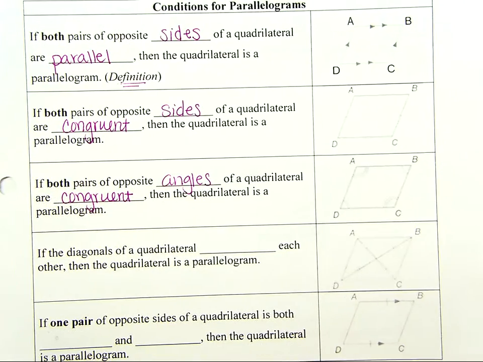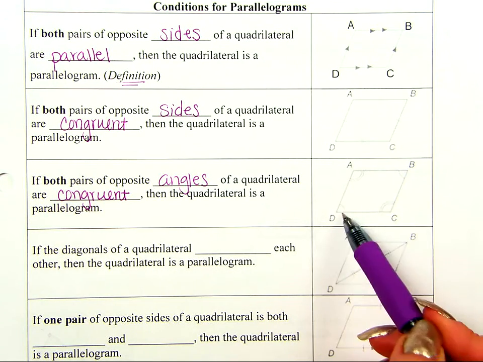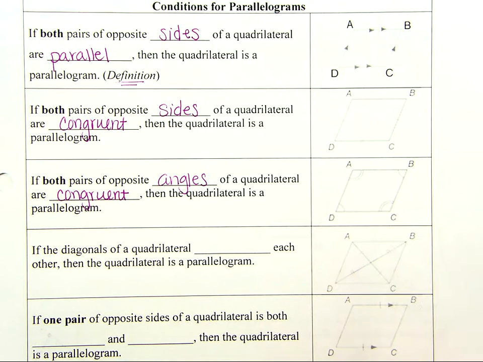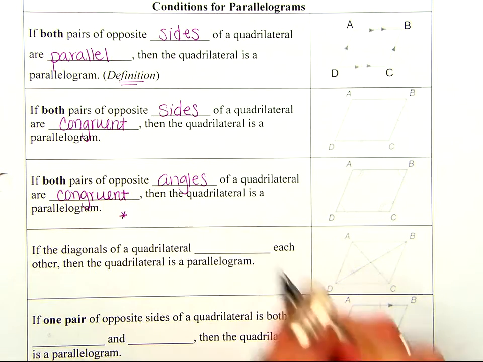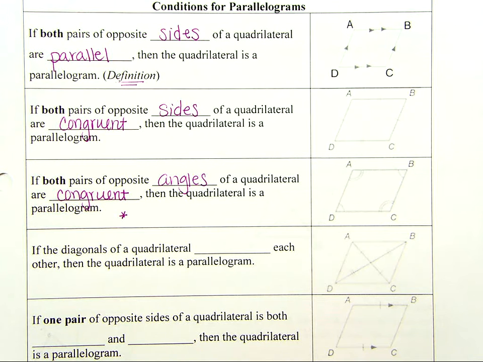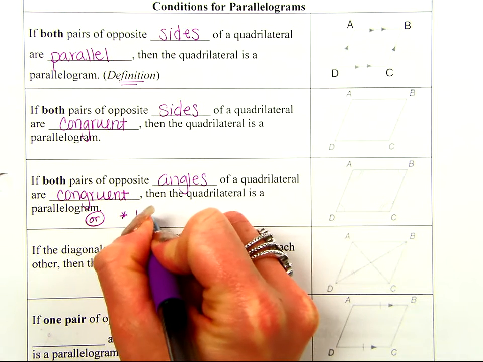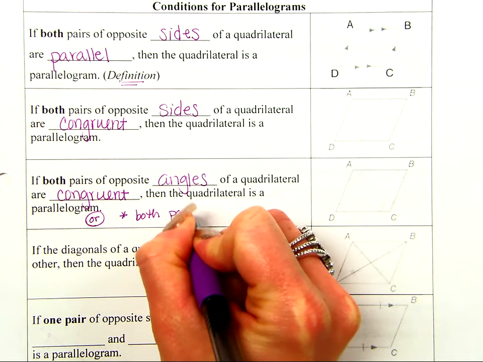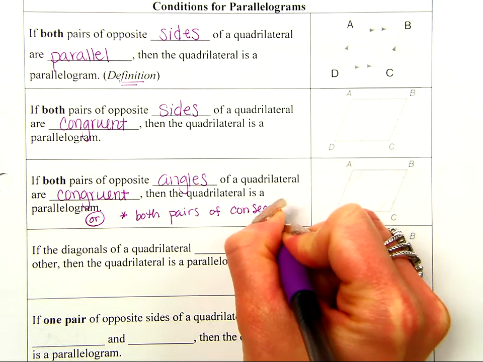Now, we need to add a little note here. If we proved that our opposite angles were congruent, it would show a parallelogram. But we also could prove that by talking about the consecutive angles. Remember that we said the consecutive angles are supplementary. So we can also prove a parallelogram if both pairs of our consecutive angles are supplementary.